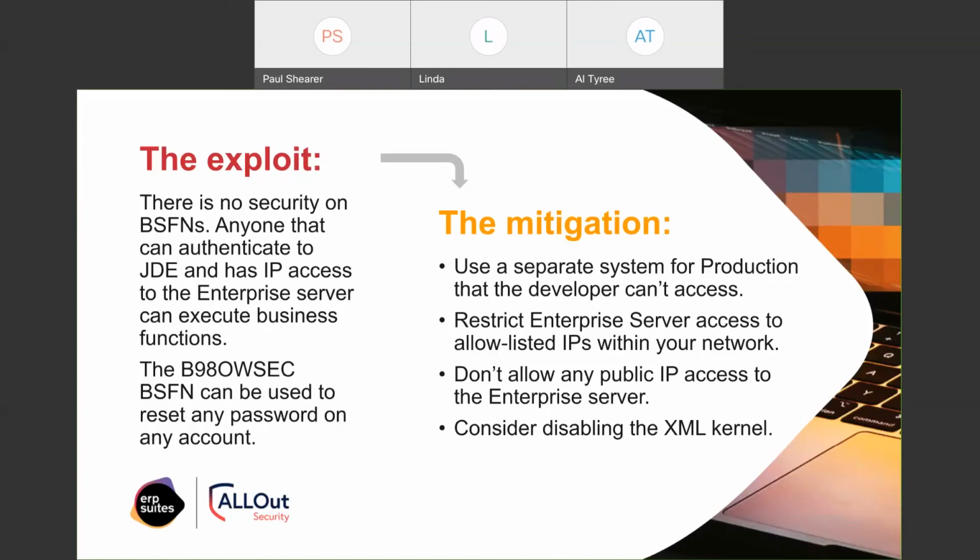Another thing to consider is restricting the enterprise server access to just IPs within the network that should be talking to it. Just because a device is in the network does not mean it should be allowed to talk to your enterprise server. And never, ever, ever publicly expose the IP address of your enterprise server. And if you're not using the XML kernel, disable it.